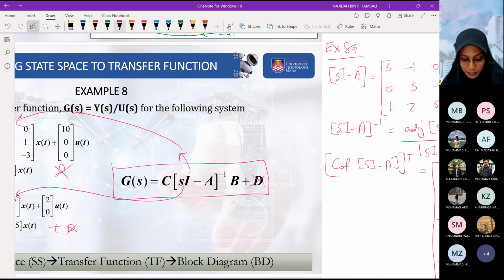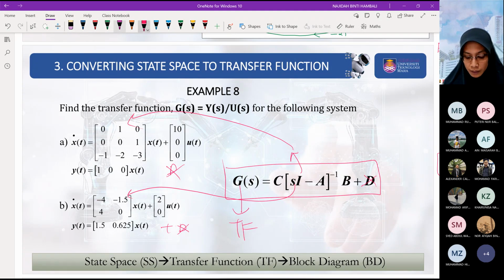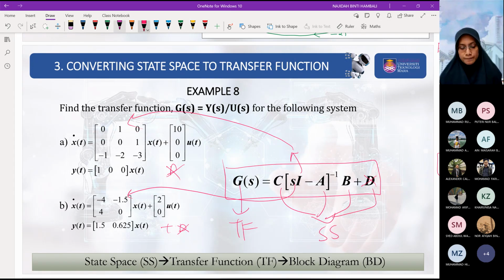Jauh nak sampai ke slide jauh. Ni ialah state space equation. Because for this question, you need to convert from state space equation to transfer function. So this is your transfer function. Matrix C, matrix A, matrix B, matrix D ialah daripada state space. Good question, Rushaidi. Thank you. Yang lain ada soalan?